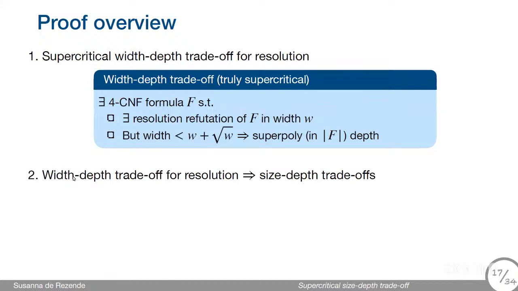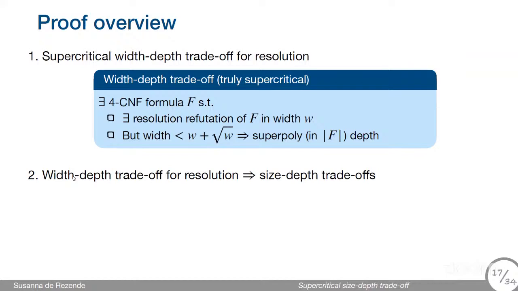We'll show that there is a formula that has a resolution refutation of width W. So every clause in the proof has at most W literals. But if I go below a little bit more than W, so let's say W plus square root W, then the depth has to be super polynomial in the size of the formula. Okay, so it's this trade-off between the width and the depth.